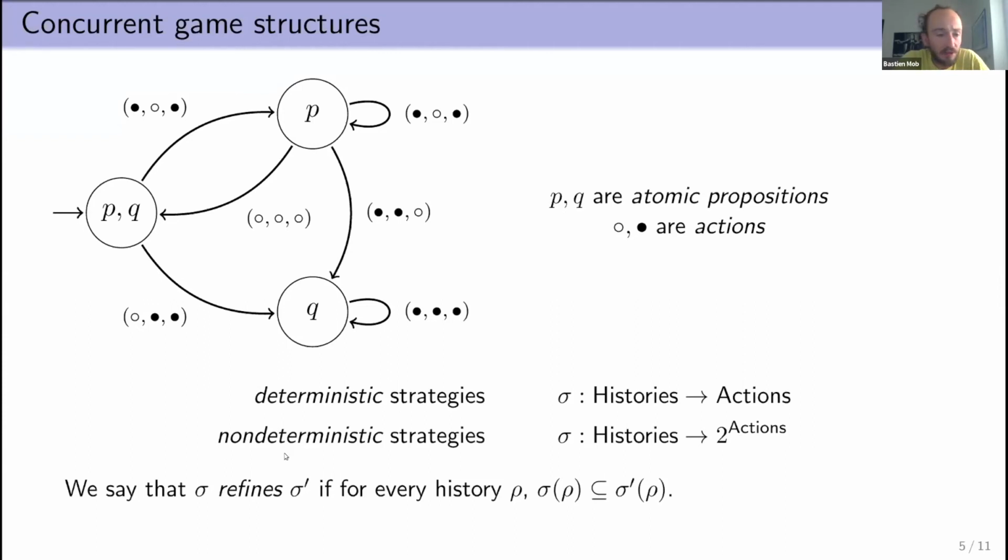And we will say that a strategy sigma refines another strategy sigma prime if sigma allows for fewer actions than sigma prime in the sense of inclusion. So for every history, the set of actions allowed by sigma is included in the set of actions allowed by sigma prime. And so the set of behaviors allowed by sigma is also included in the set of behaviors allowed by sigma prime.